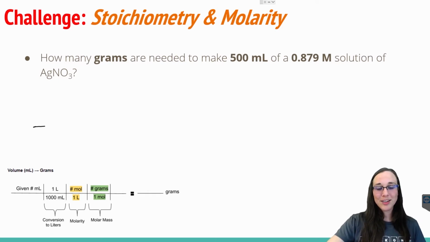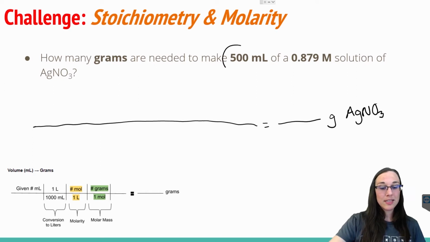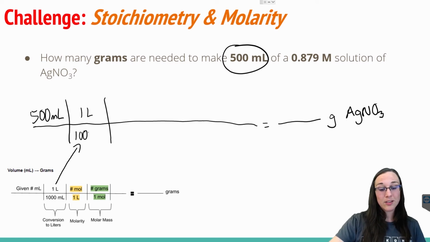We'll draw our magical line to freedom, as I like to call it, and put our goal of grams of AgNO3 at the end of our line. We have 500 milliliters that we are trying to make of silver nitrate solution, and we know that we're going to need to convert out those milliliters in order to use the molarity and cancel liters in the end, since we know that there are 1,000 milliliters in 1 liter.